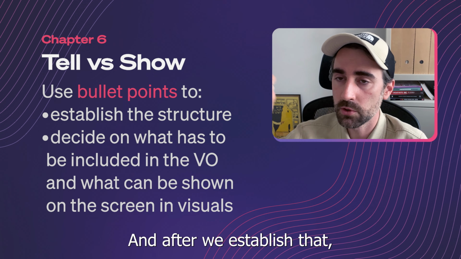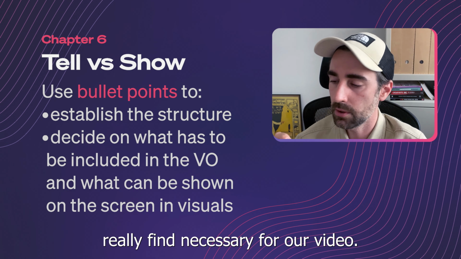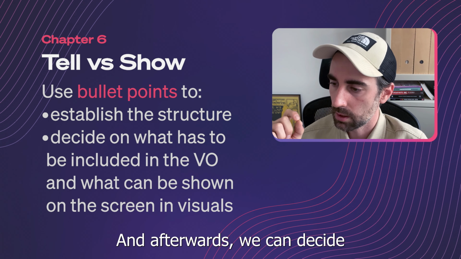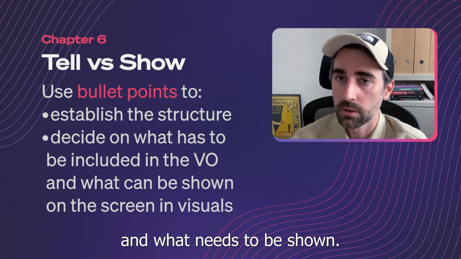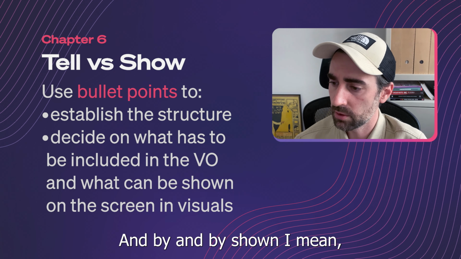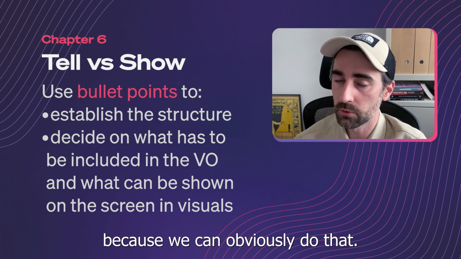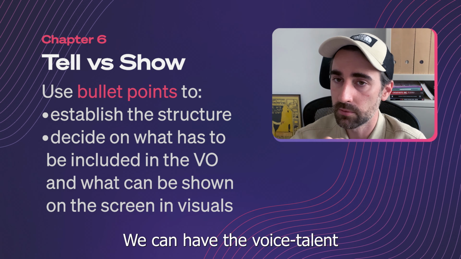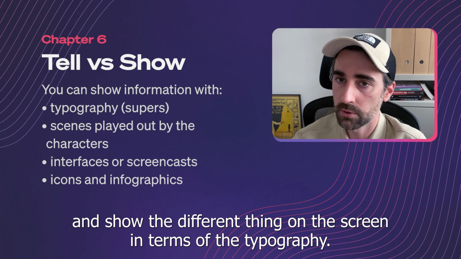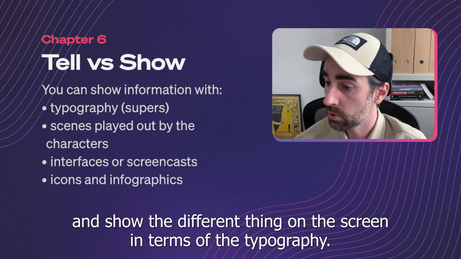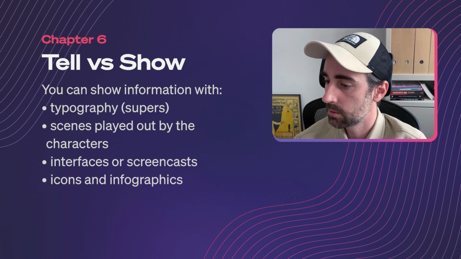And after we establish that, we can cross out the things that we don't really find necessary for our video. And afterwards, we can decide on what we need to talk about and what needs to be shown. And by shown, I mean, either use the typography for that, because we can obviously do that. We can have the voice talent talk about one thing and show a different thing on the screen in terms of the typography, or we can emphasize the thing that is talked about with the typography.